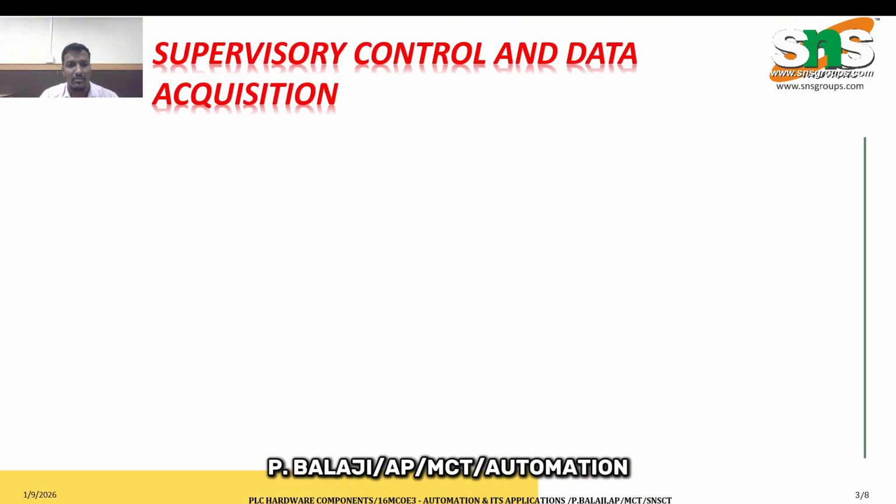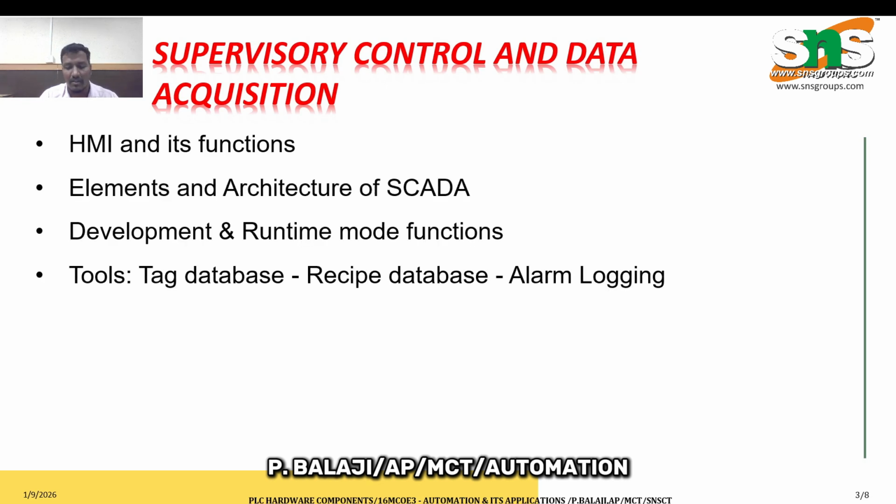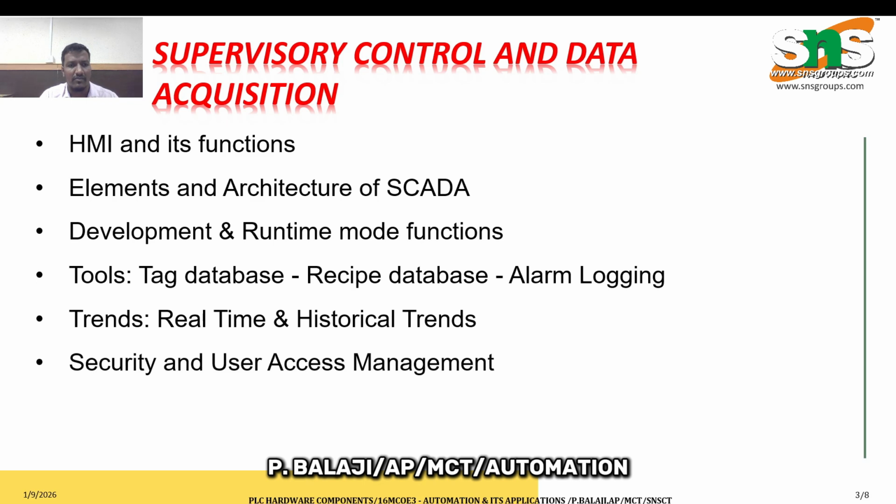Okay, so basically in SCADA system we have many kinds of elements available. So first of all, in SCADA, HMI, its functions, elements, architecture of SCADA, and then runtime functions, tag databases, recipe databases, alarm loggings, and the real-time databases. Those things we have in our SCADA system.